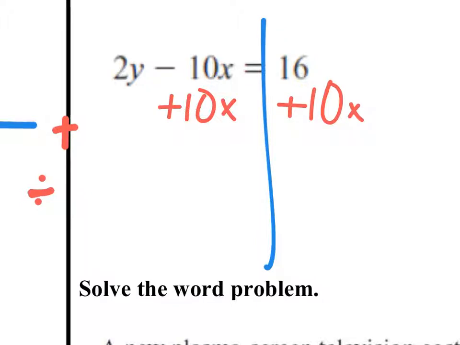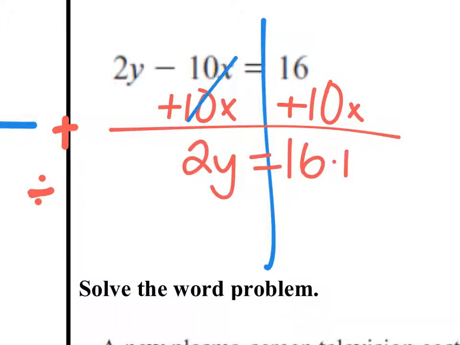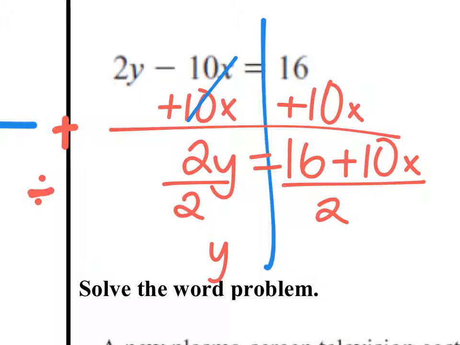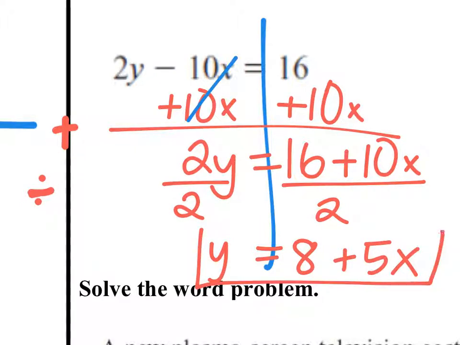This is a literal equation of types. Negative 10x plus 10x is 0. So 2y is equal to 16 plus 10x, and now we divide by 2 because that's multiplication, and we are doing the inverse. 16 divided by 2 is 8. 10 divided by 2 is positive 5. So y is equal to 8 plus 5x.